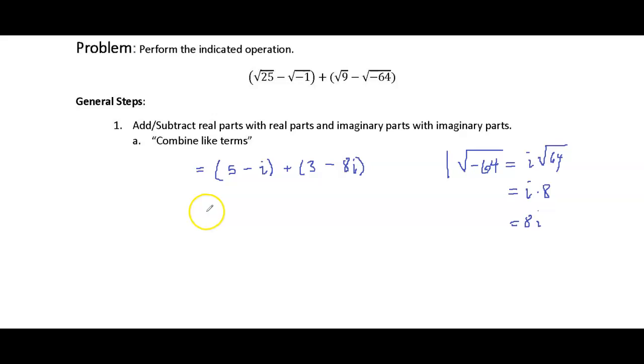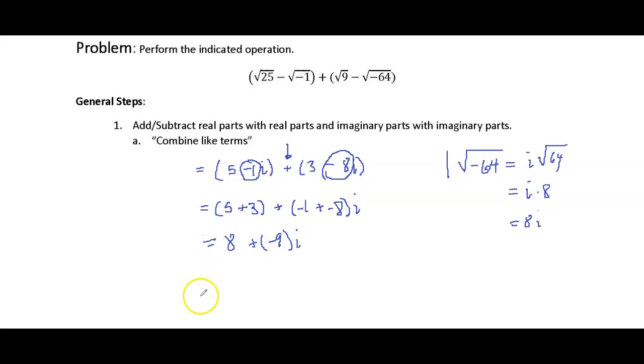Now I can go ahead and add or subtract the real parts with the real parts and the imaginary parts with the imaginary parts. Essentially what we're doing here is combining like terms. I have 5 plus 3, and remember we have plus because that's the operation between the two complex numbers, plus negative i, plus negative 8i. And that leaves us with 8 plus negative 9i, which can be rewritten as 8 minus 9i. And that is all.